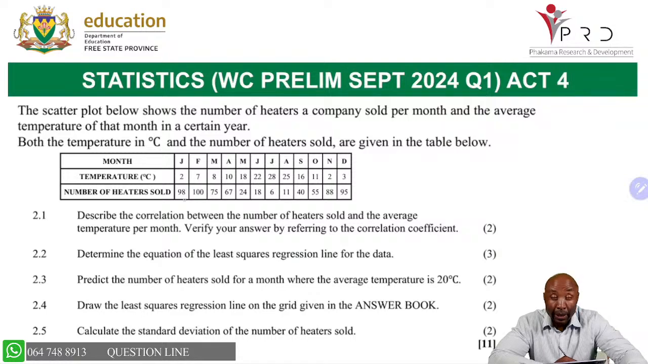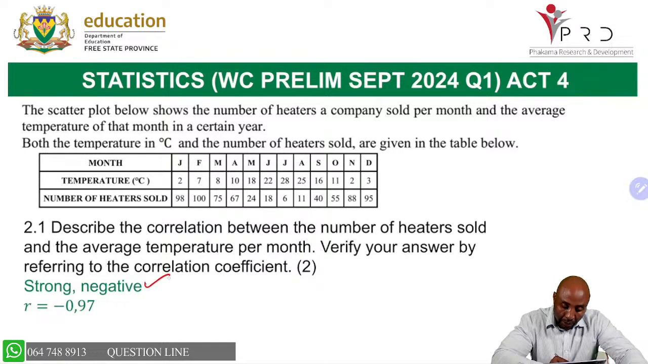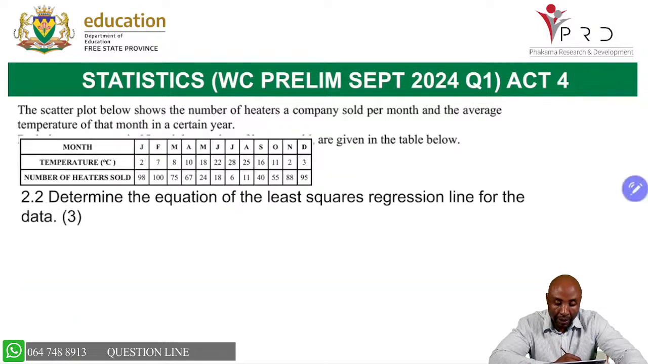Temperature is our independent variable that becomes our x, and the number of heaters sold becomes our dependent variable y. So we enter our data items and we use them. So if you calculate, you will find out that your correlation coefficient is going to be a very strong negative, and you are able to see that it will be negative 0.97. Strong negative, negative 0.97. So you have calculated this, you got this from your calculator.